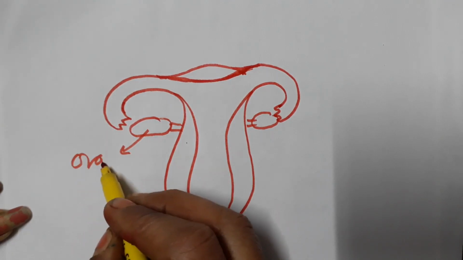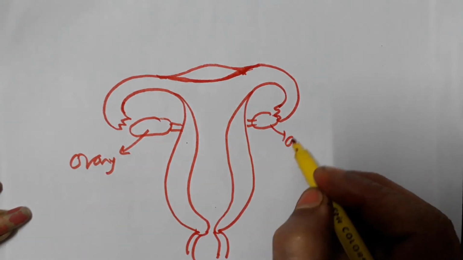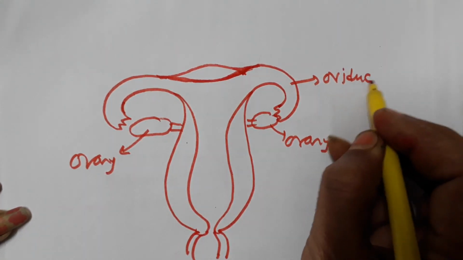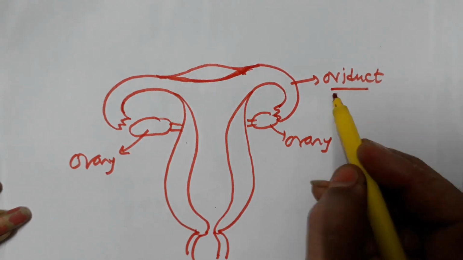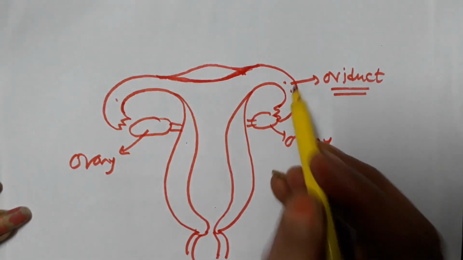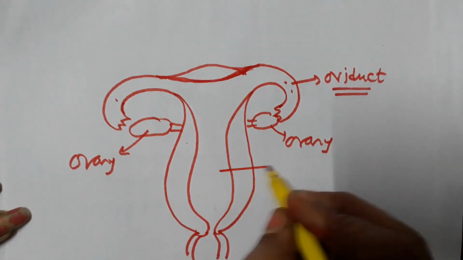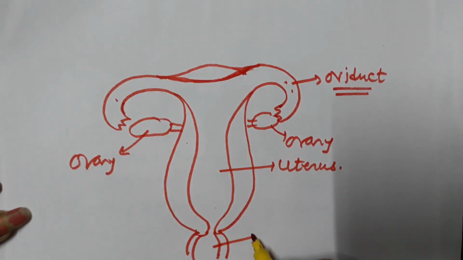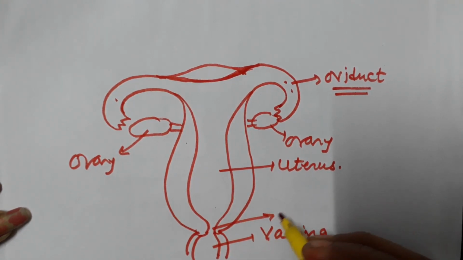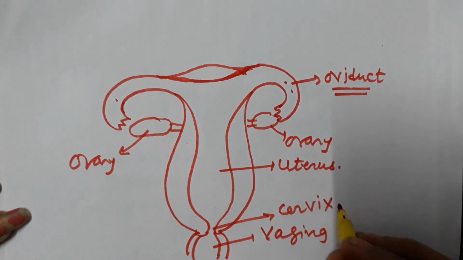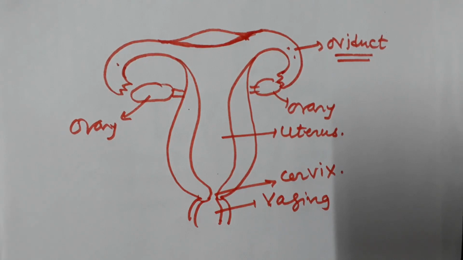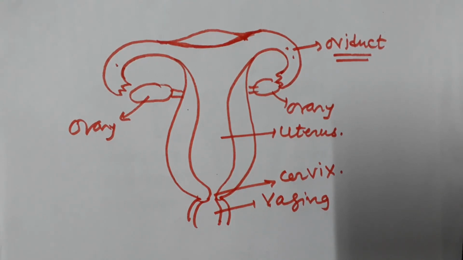These are the ovary, one pair of ovary. Next part is the oviduct or fallopian tube. These are the two oviduct. Next part is the uterus, an important part. Last part is the vagina, and this narrow opening of the uterus is known as the cervix. So these parts together constitute the female reproductive system. Let us discuss these parts one by one.